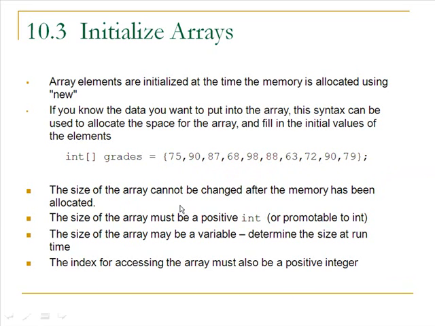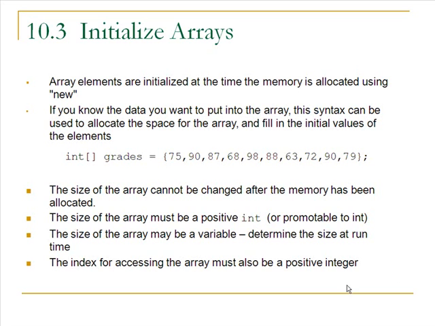So there's a few restrictions on arrays. The size of an array can't be changed after it's been allocated. So at the time you say new int or new whatever the data type is, you get an array of the size you specify, and you can't change that. You could make a new one that's a different size, but you can't change the one you've allocated. The size of the array must be a positive int or promotable to int. That kind of makes sense. You couldn't allocate a negative amount of space, and you couldn't allocate 2.5 spaces. So it has to be a whole number and a positive number.